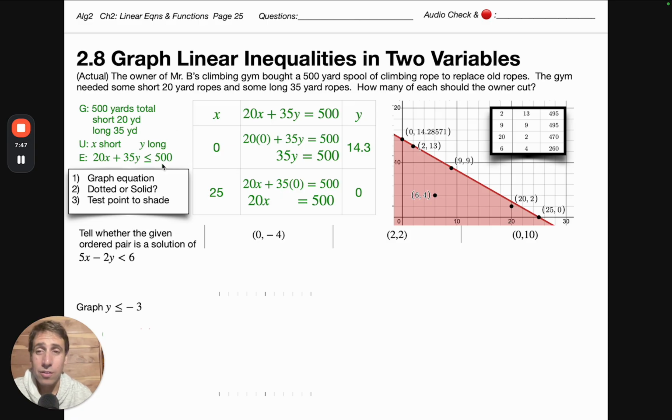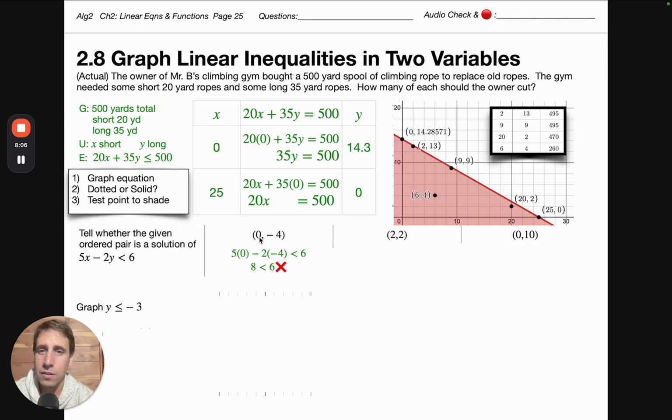So the answer is going to be, is it true or is it false? And the answer is a yes or no. It's a yes or no question. Tell whether the given ordered pair is a solution of this. We're going to do it 3 times at 3 different ordered pairs, and see if it'll be yes or no.